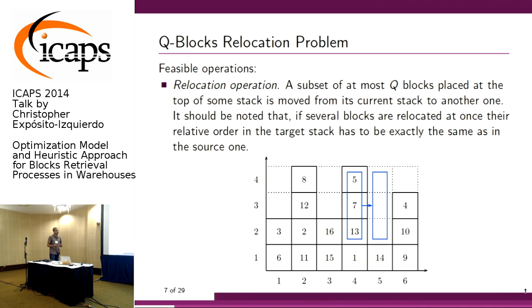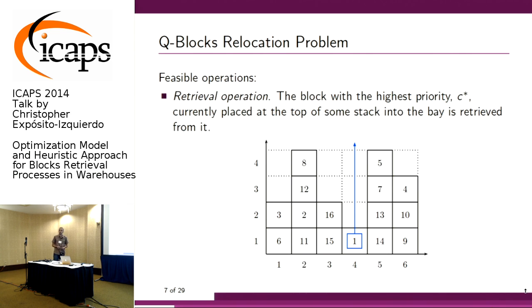Firstly, if we have technical machinery that can move several blocks at once, Q blocks, we can move at most a subset of at most Q blocks from the top of a stack to the top of another stack. This is the case we can see here in this example, in which if we have technical machinery that can move 3 blocks at once or more, we can move this subset of blocks to stack number 5. On the other hand, we have the retrieval operations in which we can retrieve that block with the highest priority currently placed at the top of some stack in the bay. This is the case of block number 1 in stack number 4.